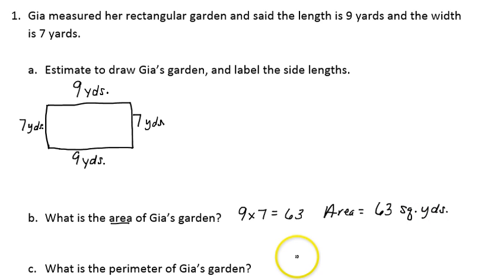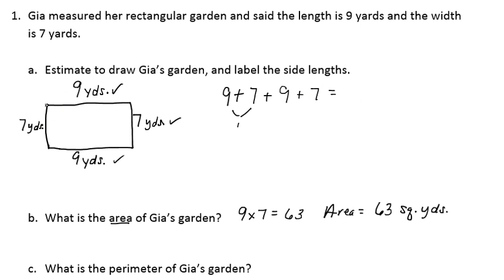The next question says, what is the perimeter of Gia's garden? The perimeter would be the distance around the garden. Just as if we were to put a fence around the garden, we would need to know that total length, which means I need to add all 4 sides. So I would add 9 plus 7 plus another 9 plus another 7 to come up with my final answer.